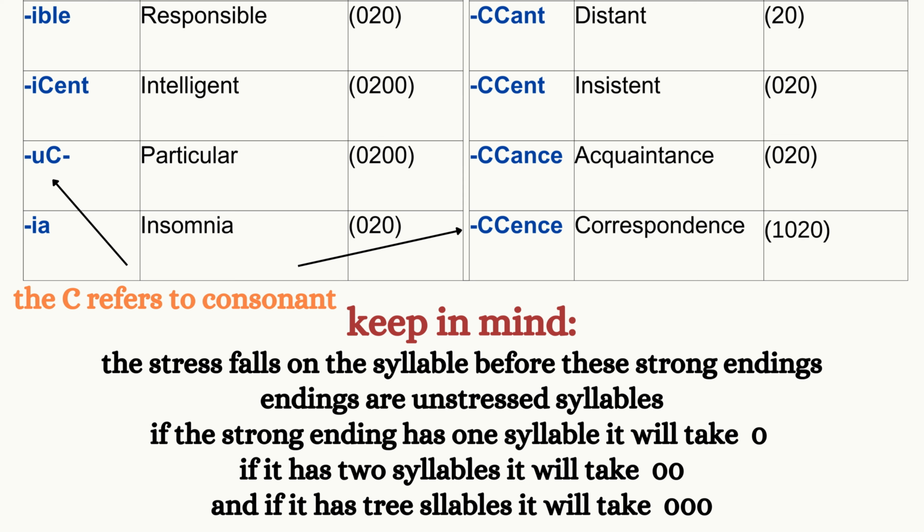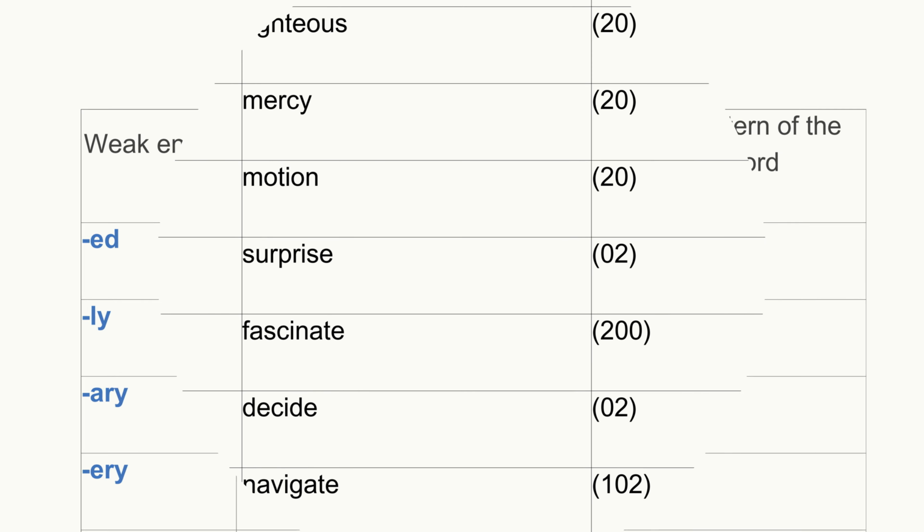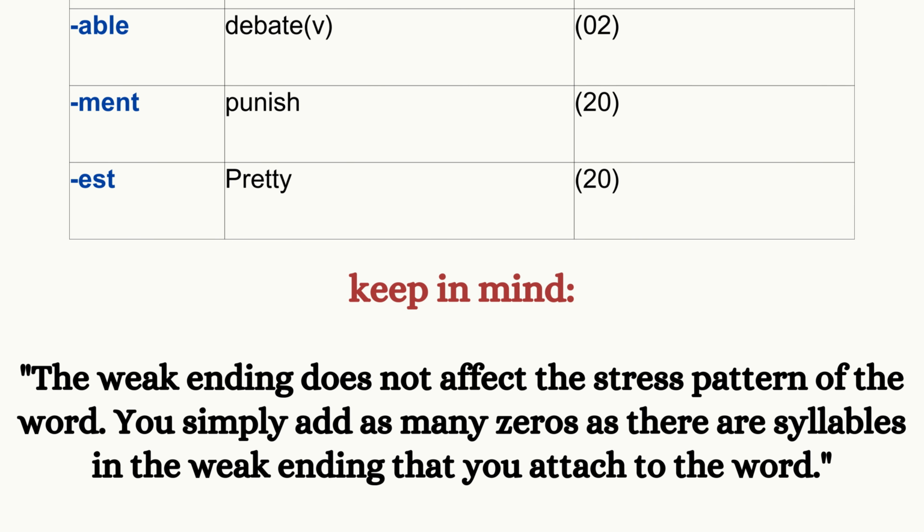Let's move on to weak endings and how they affect stress patterns in words. When a word has a weak ending, the stress pattern of the root word remains unchanged. Here are some examples of weak endings and their patterns. As you can see, weak endings like ed, lie, ari, and others simply add additional syllables but don't alter where the primary stress falls. You add zeros to indicate the syllables in the weak ending, and the root word's stress pattern remains intact. So, essentially, the weak ending does not affect the stress pattern, and you simply add as many zeros as there are syllables in the weak ending attached to the word.